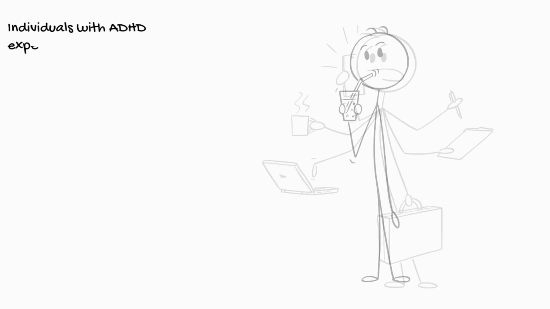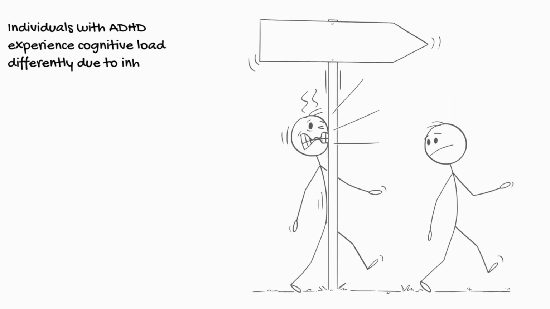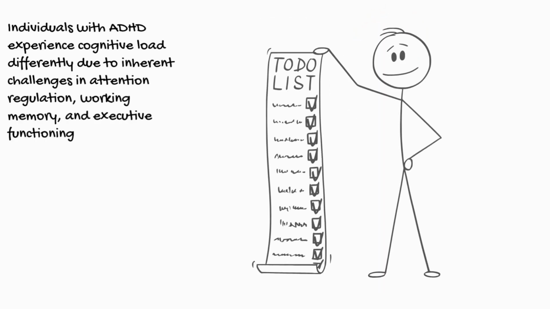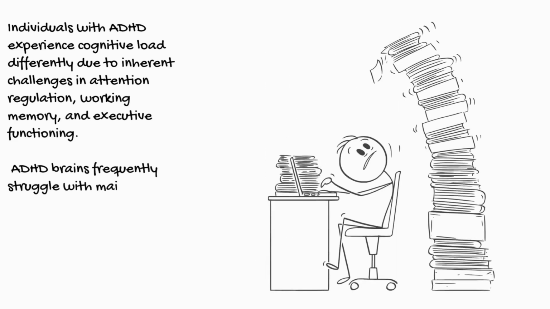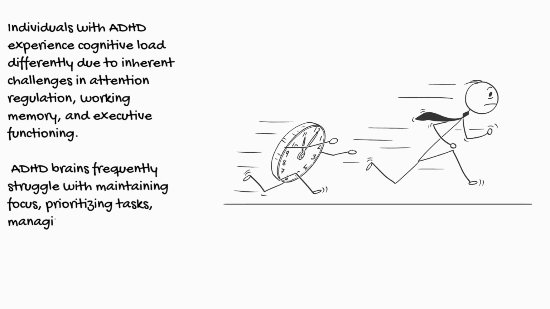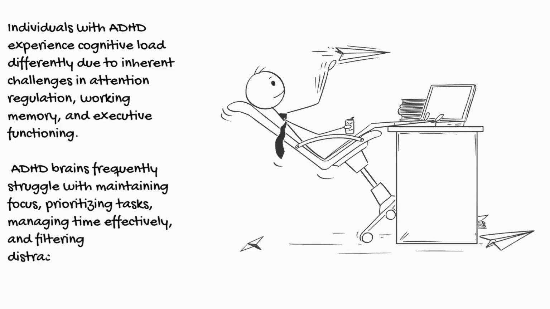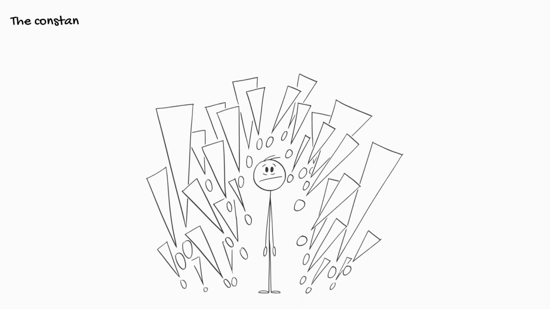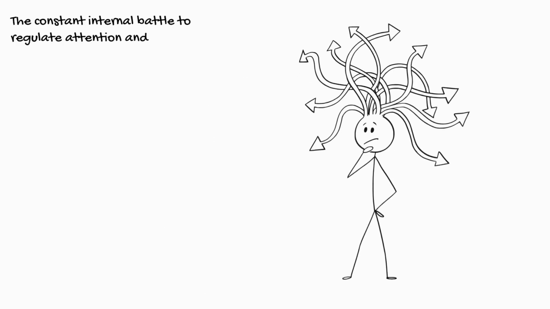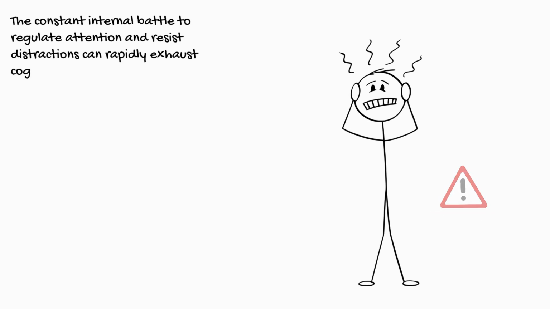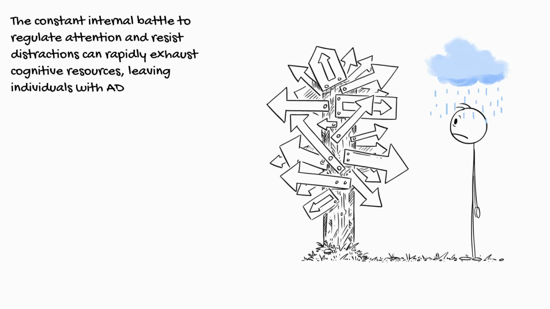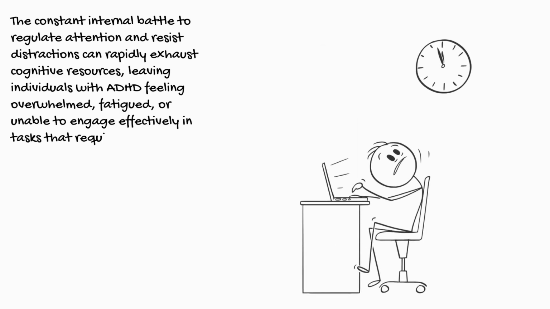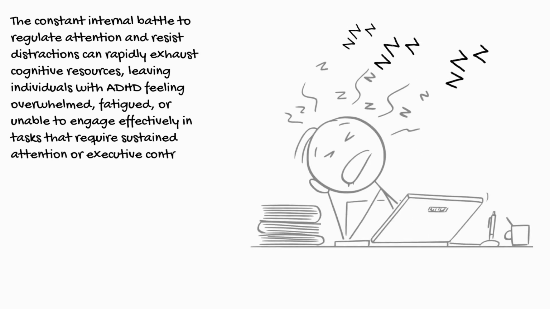Individuals with ADHD experience cognitive load differently due to inherent challenges in attention regulation, working memory, and executive functioning. ADHD brains frequently struggle with maintaining focus, prioritizing tasks, managing time effectively, and filtering distractions, all of which can dramatically increase cognitive load. The constant internal battle to regulate attention and resist distractions can rapidly exhaust cognitive resources, leaving individuals with ADHD feeling overwhelmed, fatigued, or unable to engage effectively in tasks that require sustained attention or executive control.